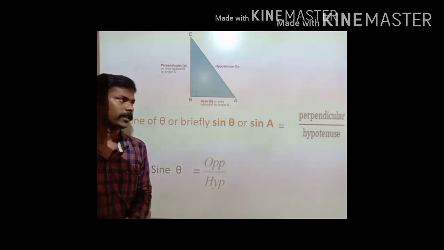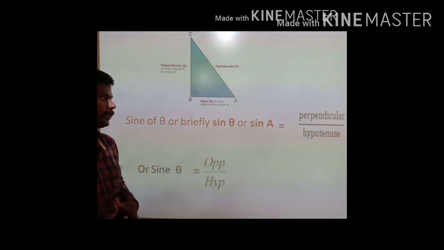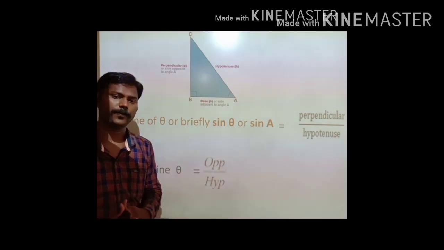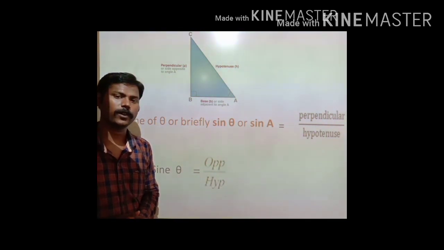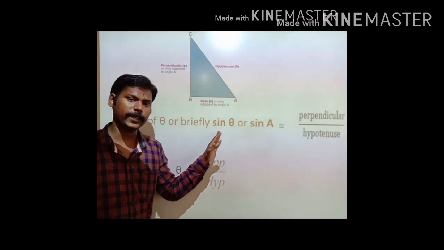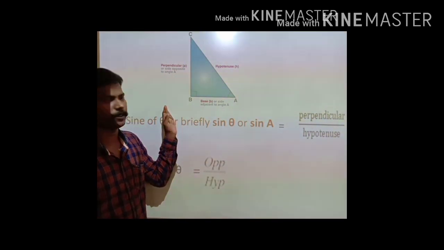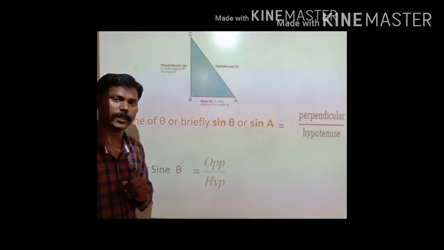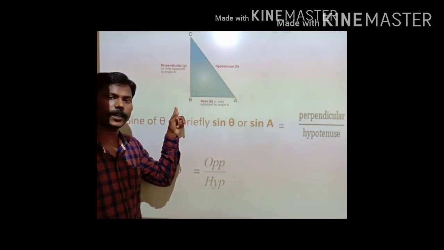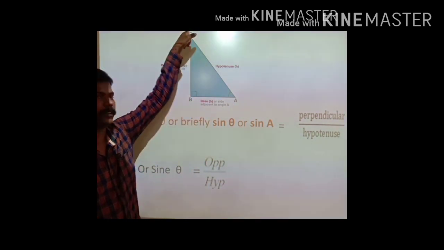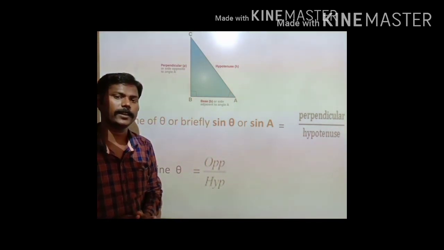trigonometric ratios. The first trigonometric ratio is sin theta. How do we read it, children? Sin theta or sin A. All of you look at the picture, children, here. What are you observing in the picture? Which type of triangle is given here? ABC is a right angle triangle.